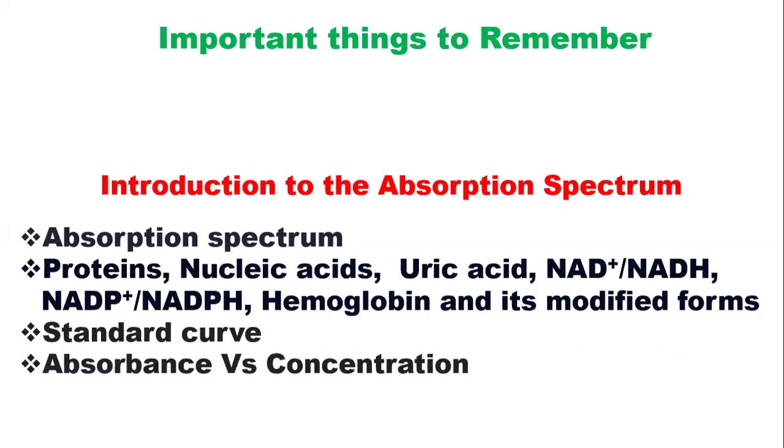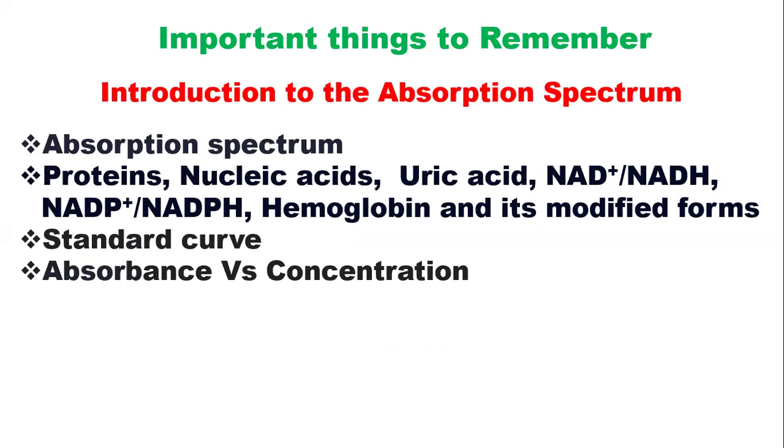Under introduction to the absorption spectrum, you are expected to understand the meaning of absorption spectrum and also the absorption spectrum of certain macromolecules like proteins, nucleic acids, and some compounds: uric acid, NAD+, NADH, NADP+, NADPH, hemoglobin and its modified forms. Also take note of the differences between absorption spectrum and standard curve, and the plots of absorbance against concentration. You are expected to understand that.